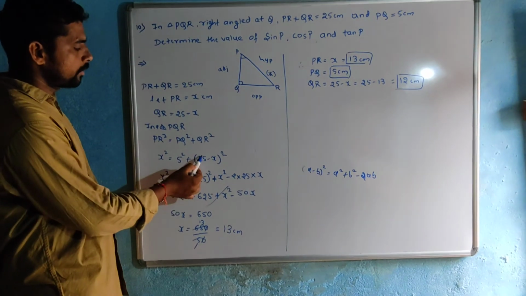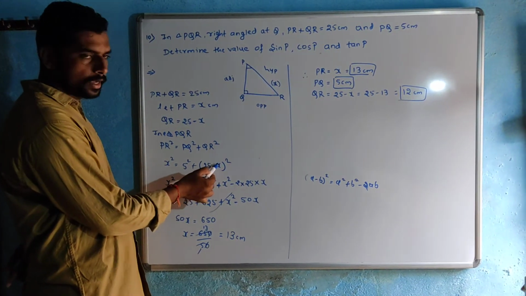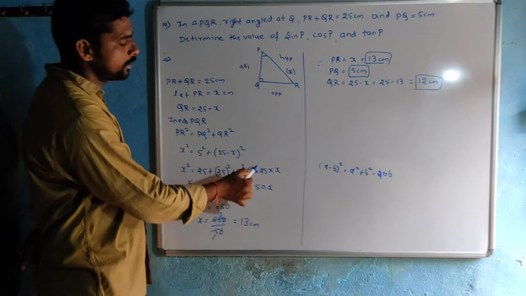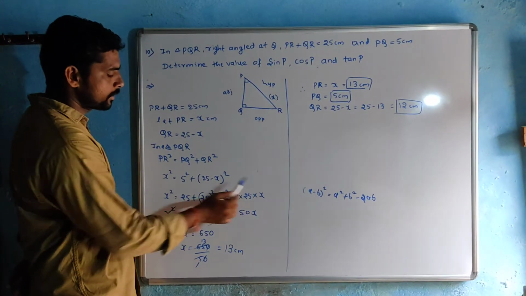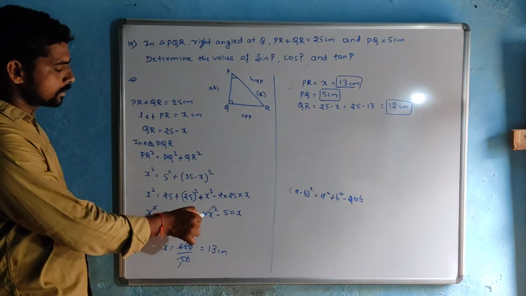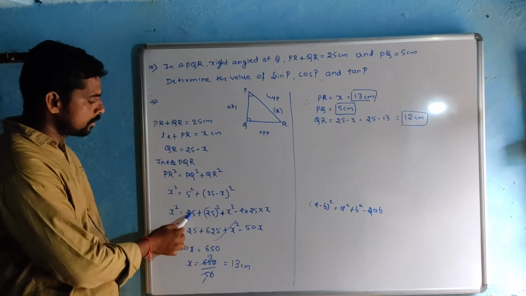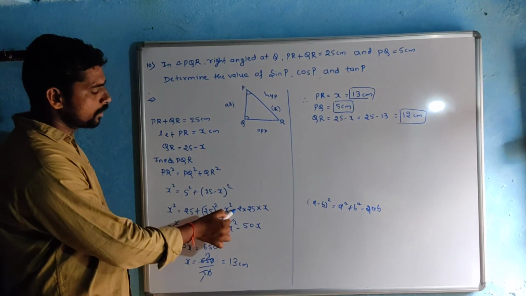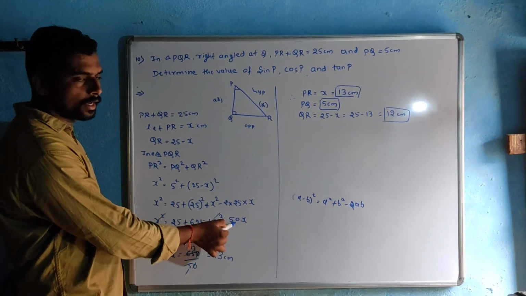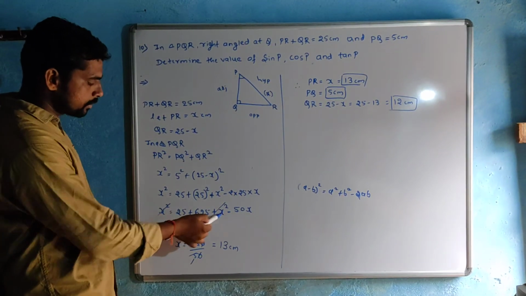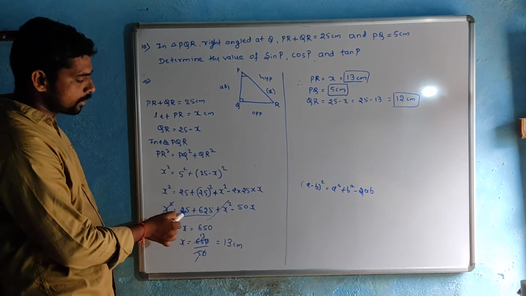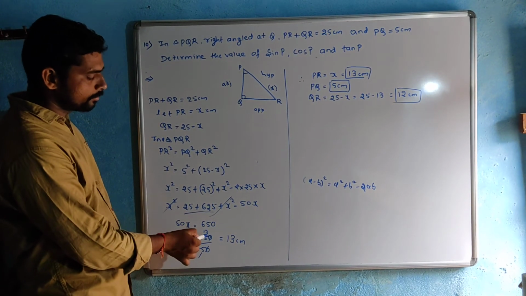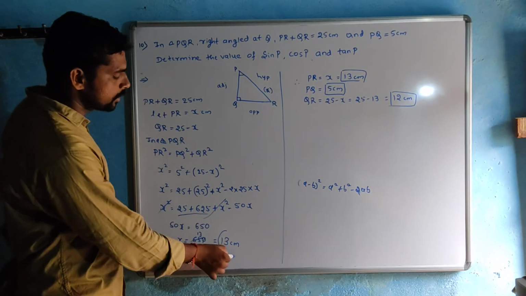See here, A value 25 and B value X. 25 square, A square plus B square is X square minus 2AB. 2 into A means 25, B means X. Therefore, X square gets cancelled because plus X square comes minus X square. 25 square is 625, and minus 2 into 25 is 50x. Minus 50x comes plus 50x. 625 plus 25 is 650. X is equal to 650 divided by 50, which is 13. Therefore, X value is 13 centimeter.